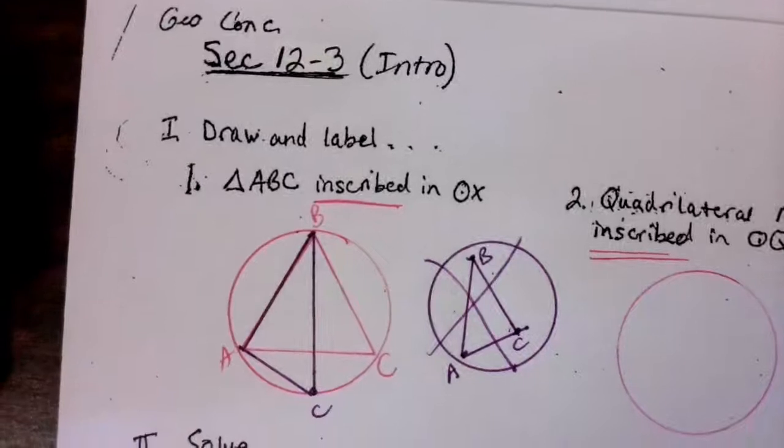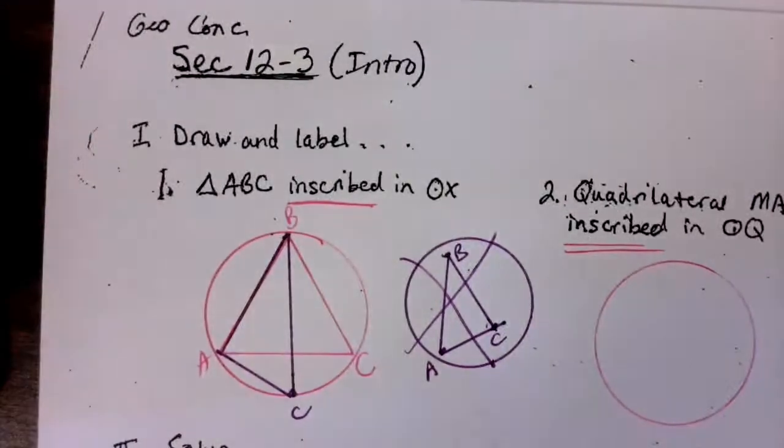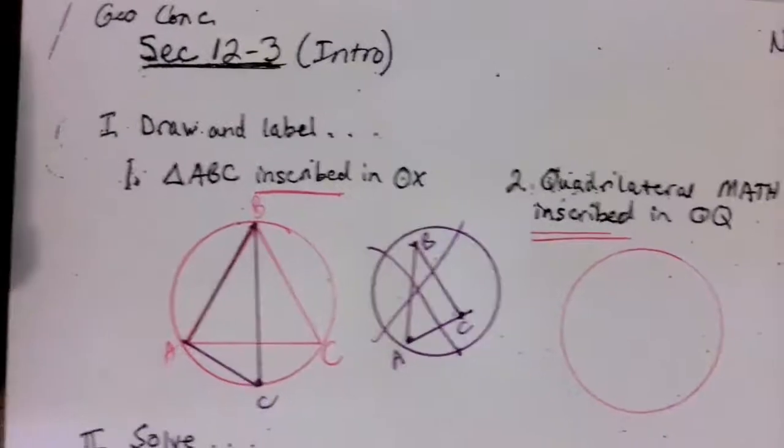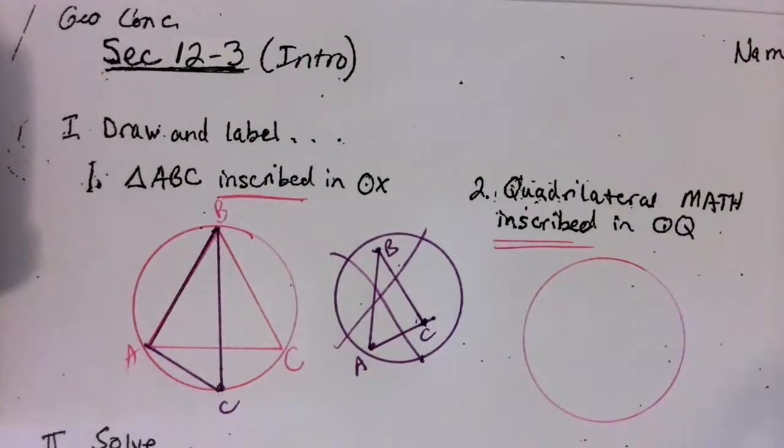Whoops, now you're seeing my lovely desk. And my purple triangle ABC is also inscribed in circle X. Okay, so you're probably getting the idea. Quadrilateral MATH inscribed in circle Q.